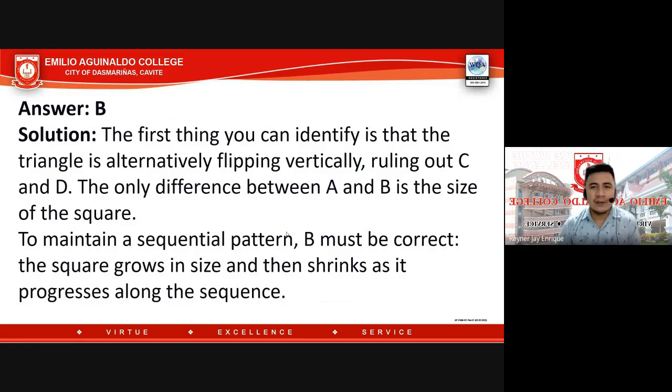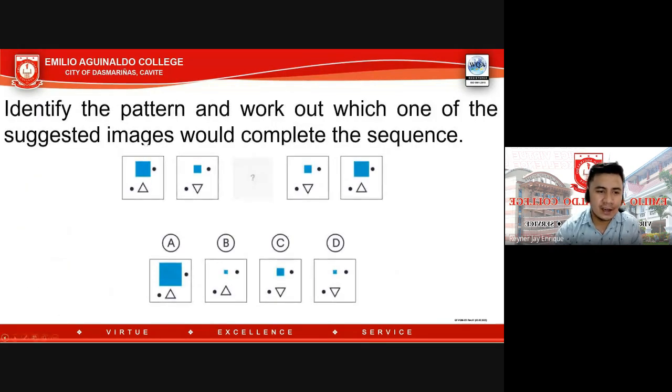So the first thing you can identify is that the triangle is alternatively flipping, vertically ruling out C and D. So let's take a look at the picture. If we're just going to look at this point, this is the upright triangle. This is a reverse triangle. So maybe the next one will also be the upright triangle. And we can rule out letter C and letter D for this item. So the only thing that we can look for is letter A or letter B.